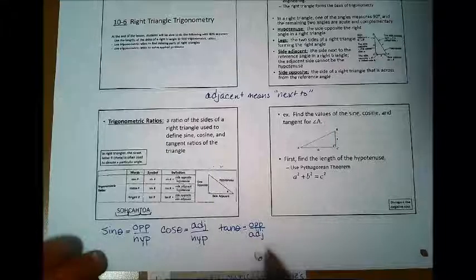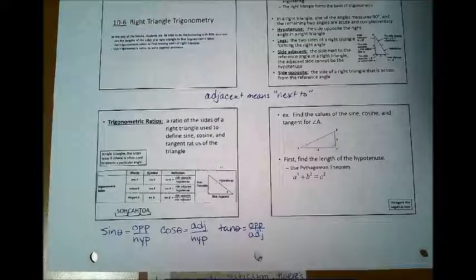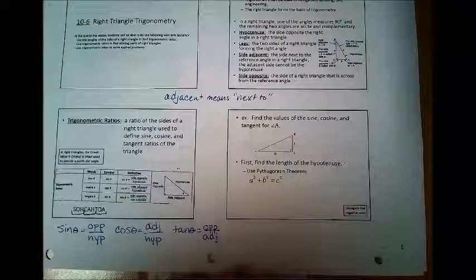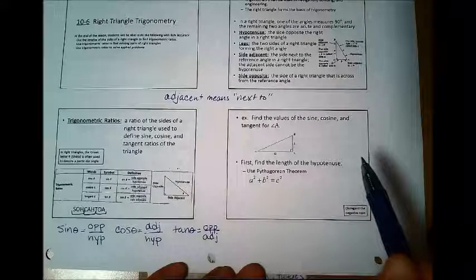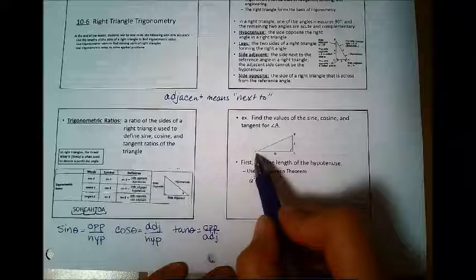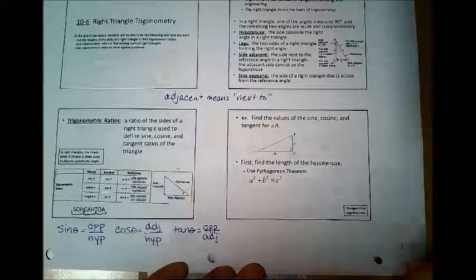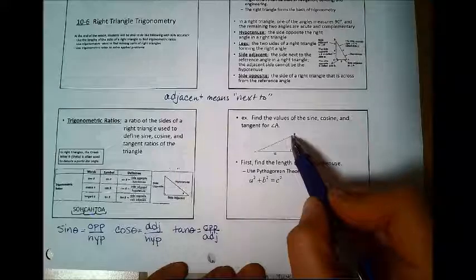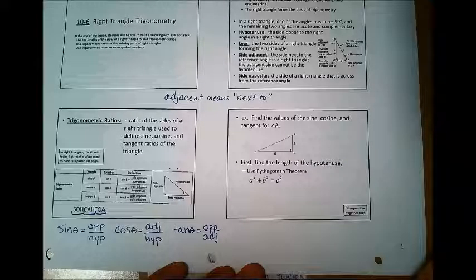This will help you find values. So let's move on to some examples. It wants the values of the sine, the cosine, and the tangent for angle A. The first thing we have to do is figure out, hey, we don't have the length of the hypotenuse.